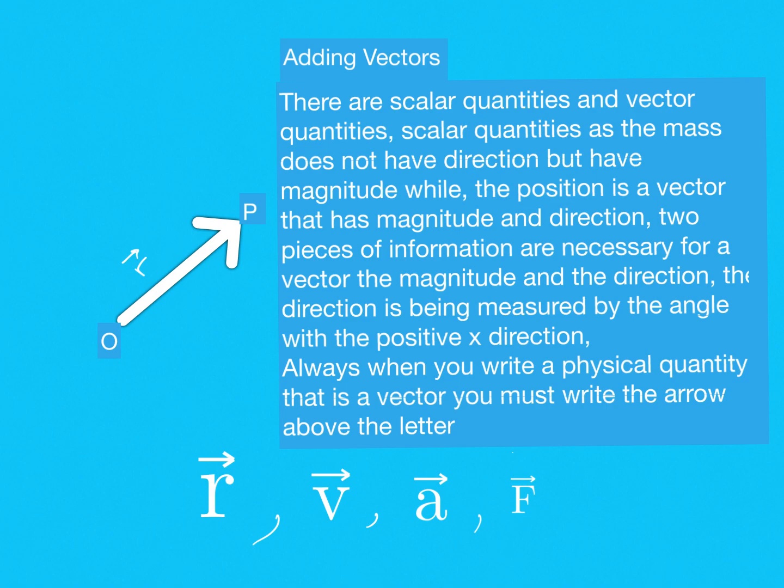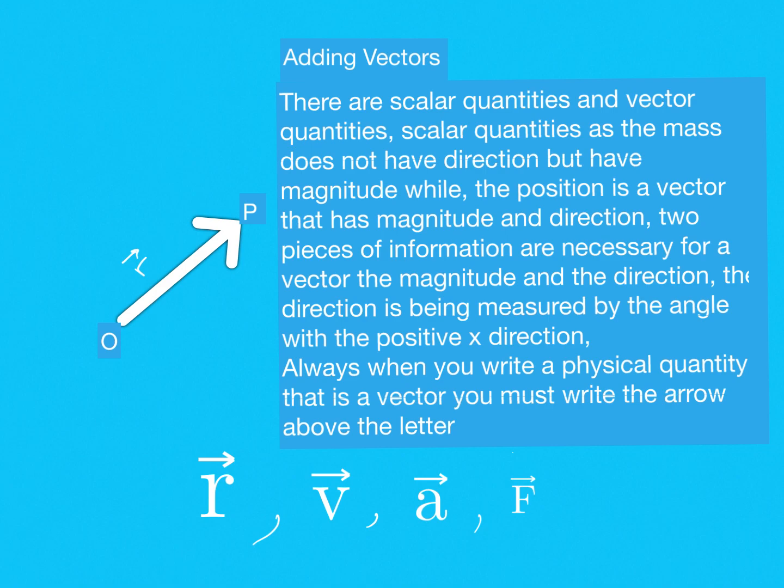So the vectors, when we deal with a physical quantity that is a vector, we always write the arrow here. The v is a vector, the velocity is a vector, so we write the arrow. The acceleration is a vector, we write the arrow. The force is a vector, we write the arrow. Not writing the arrow can make you make many mistakes. You must write the arrow.